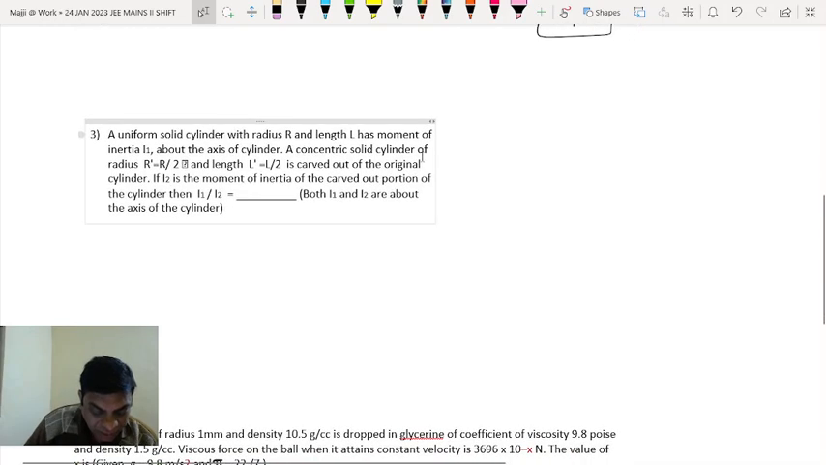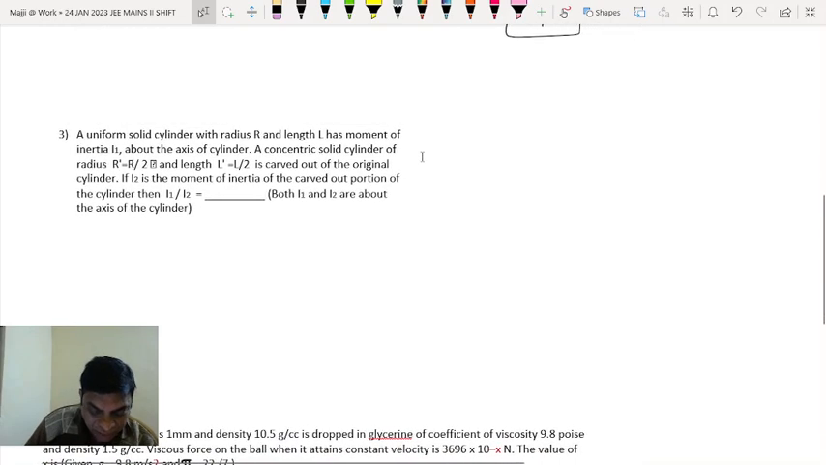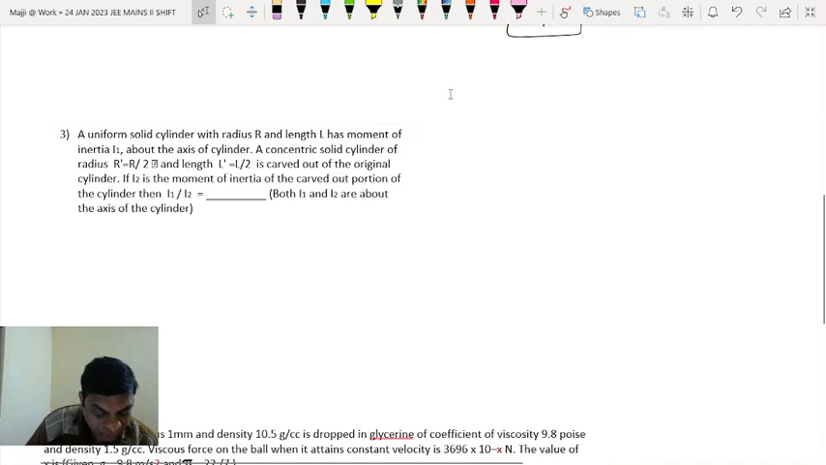A uniform cylinder with radius r and length L has moment of inertia I1 about the axis of cylinder. A concentric solid cylinder of radius r dash equal to r by 2 and L dash equal to L by 2 is carved out of the original cylinder. If I2 is the moment of inertia of the carved out portion, find I2 by I1.